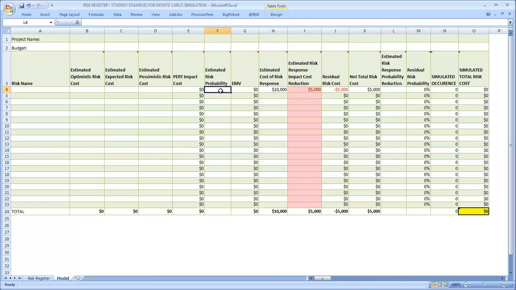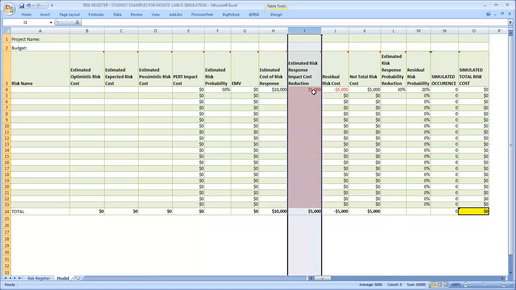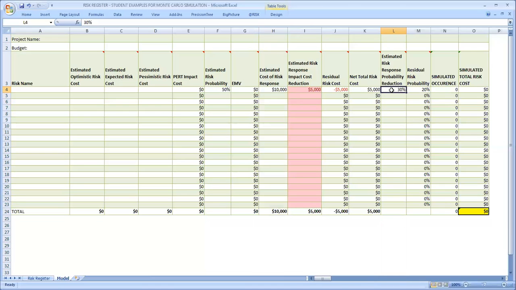So for example, if we had a 50% probability here, and we reduce our probability by 30%, we may be able to justify to our sponsor why we are spending more money to respond to the risk than what the risk response actually will reduce the risk by, because we can also reduce the probability. So that's just to highlight that, to explain the logic behind that. What else do we have here?